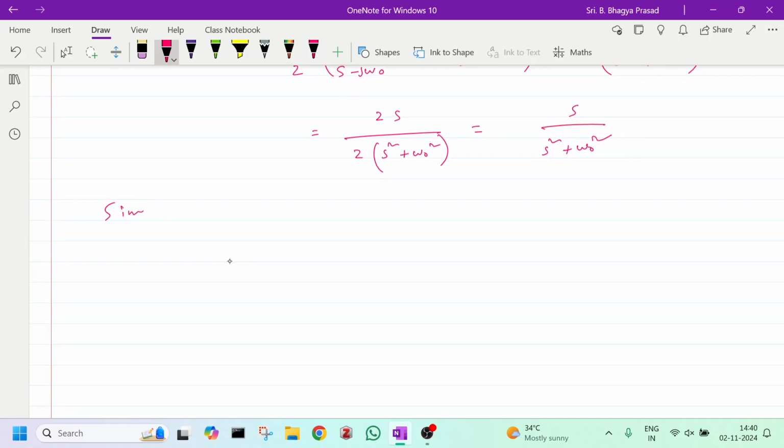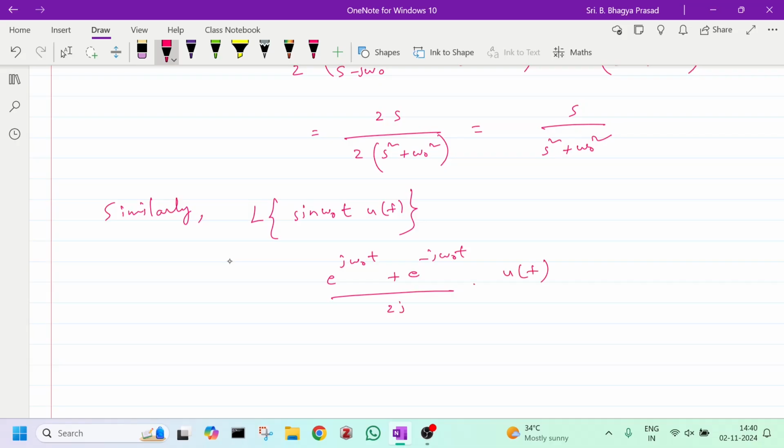Similarly, you can find out for sine omega naught t u of t. The same approach. So you break the sine omega naught t into e power j omega naught t minus e power minus j omega naught t by 2j multiplied with u of t. Okay, same approach. Apply the Laplace transform, frequency shifting property. You will get the answer as omega naught by s square plus omega naught square. Okay, so these are also the standard transform pairs.